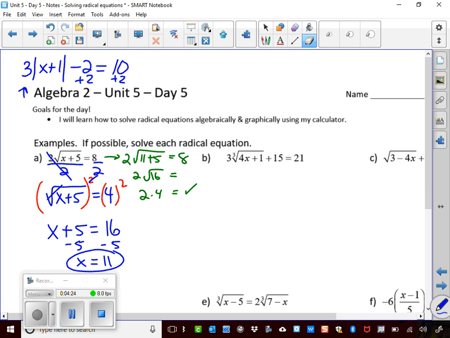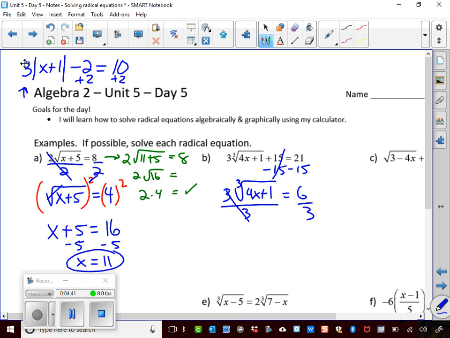So remember, you have to do addition, subtraction first, then get rid of your multiplication, division. So take away 15. So that gets you 6 on the right side. So I still have 3, and this time I have a cube root of 4x plus 1. All right, so I have to divide the 3 because it's multiplied by 3, so divide here by 3. All right, so I still have my cube root of 4x plus 1, but now it equals 2.